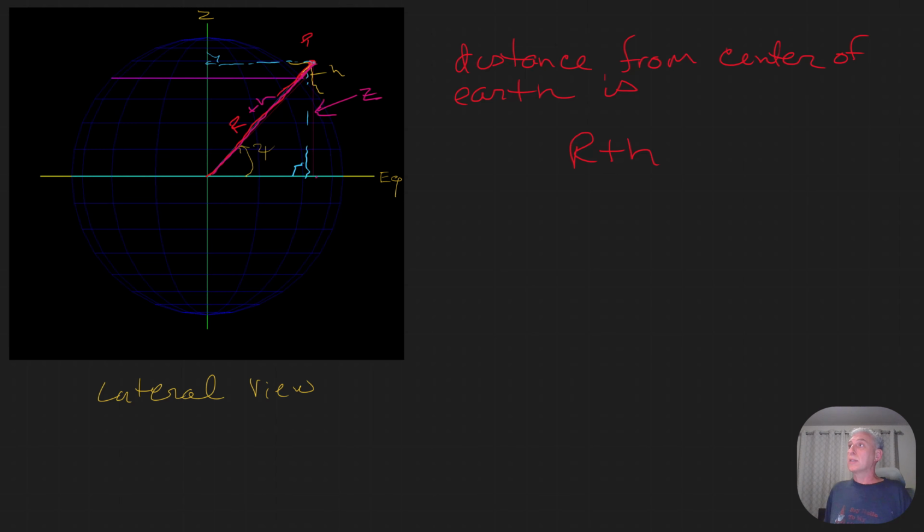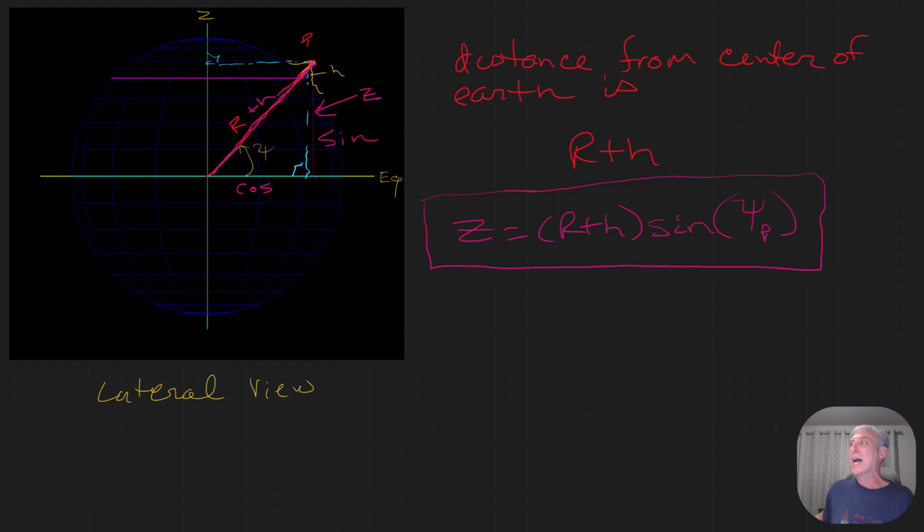So isn't our z-axis then just a trigonometric function? In fact, z equals r plus h, that hypotenuse, times the sine of the latitude of P. That's pretty simple. We can see that right there. Here's sine. This is cosine. So for your notes, our z component of the coordinate is z equals r plus h times the sine of the latitude. That's really straightforward, right? So make sure you reproduce this.